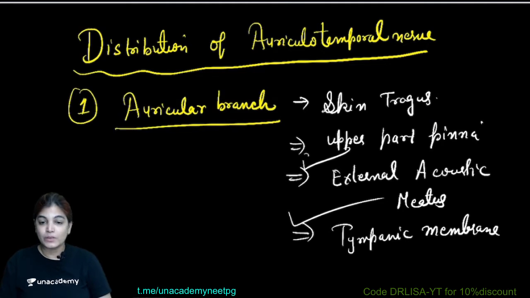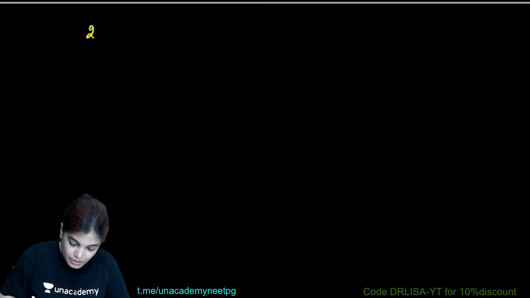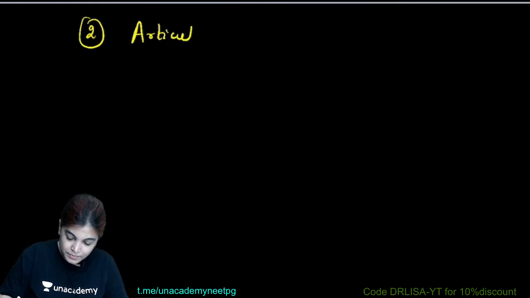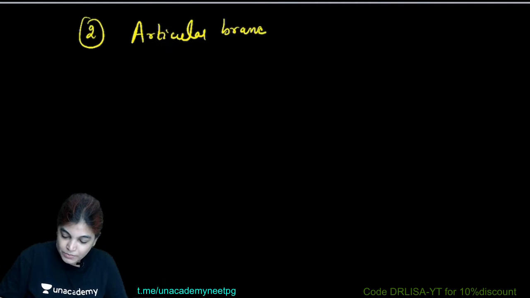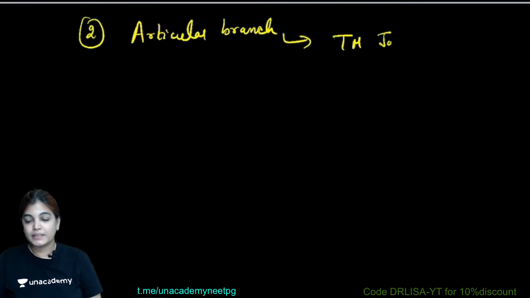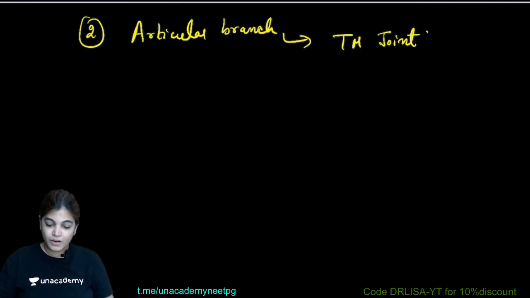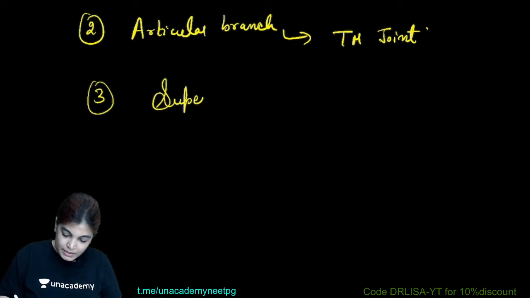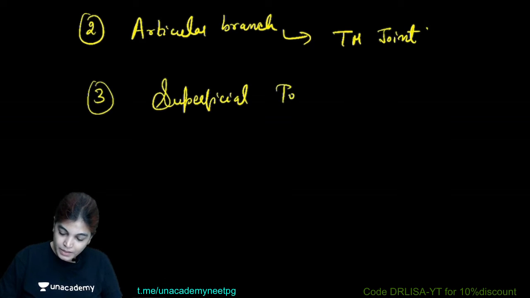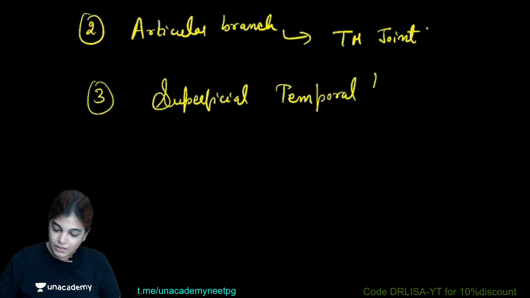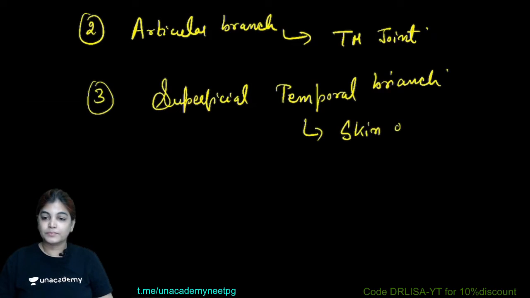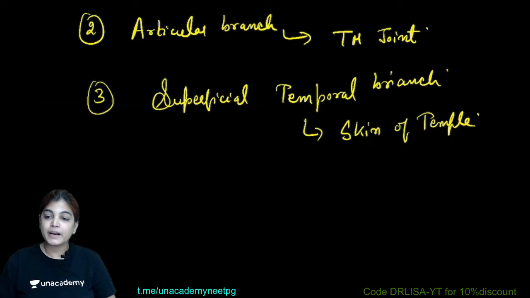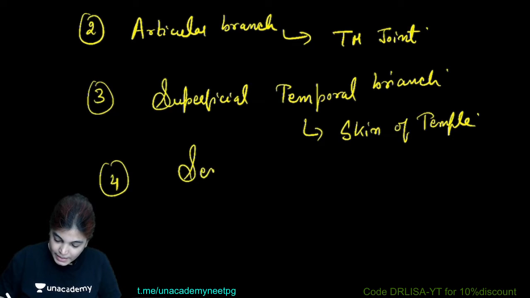Now moving to the second branch, the articular branch. It gives an articular branch to the TM joint. What is TM joint? Temporomandibular joint. Now moving to the third branch, the superficial temporal branch. The superficial temporal branch is given to the skin of the temple, and it also gives secretomotor fibers to the parotid gland.